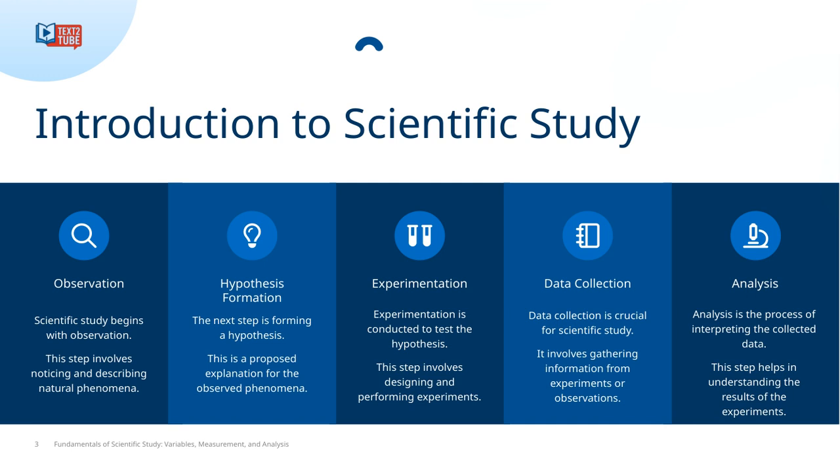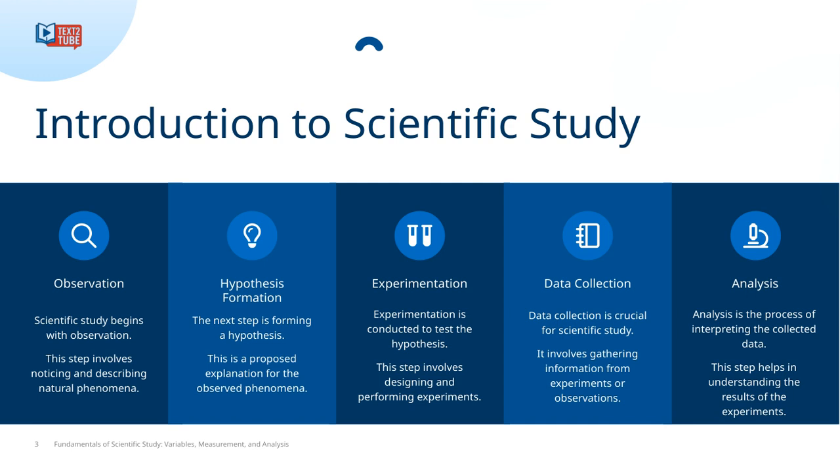Once we have our hypothesis, we design and perform experiments. This is experimentation. It's about creating controlled tests to see if our ideas hold true. After conducting experiments, we gather data. This is data collection. Collecting accurate information from our observations and tests is essential because it provides the basis for analysis. Finally, the analysis step involves interpreting all the data we've collected. This is where we make sense of the results, understand what they tell us, and draw meaningful conclusions. Together, these steps form the core process of scientific study, helping us uncover truths about the natural world through careful measurement and analysis.